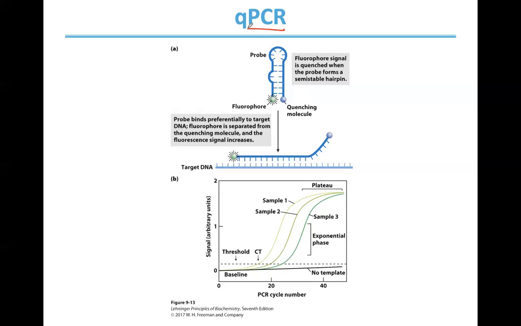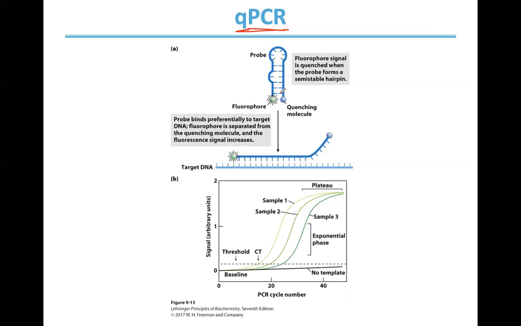Whenever you see that, what it means is that you can monitor how much DNA has been produced by the polymerase chain reaction. Specifically, you will have what's known as a fluorophore. A fluorophore is basically a dye, a molecule that emits light upon irradiation with light. Upon irradiation, it will emit light of a different frequency.